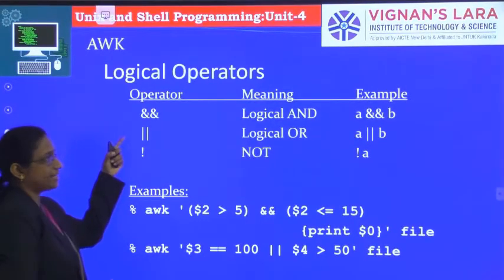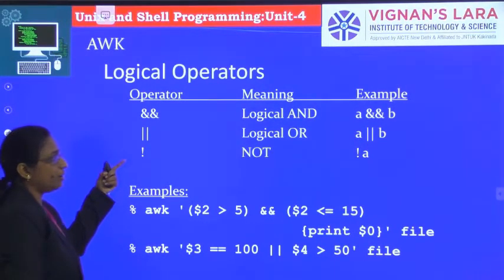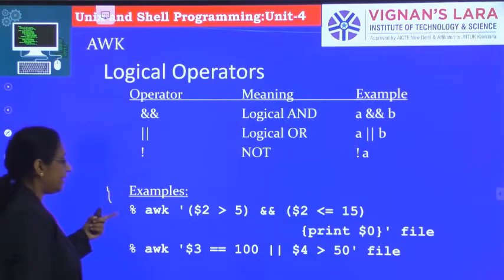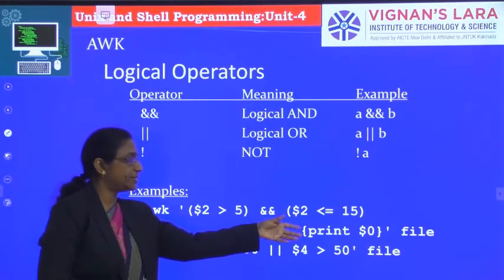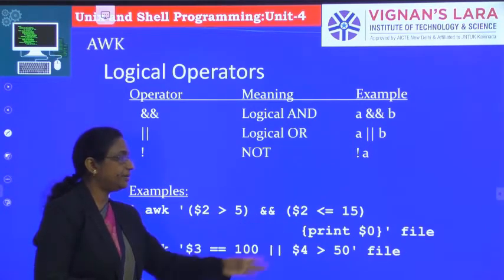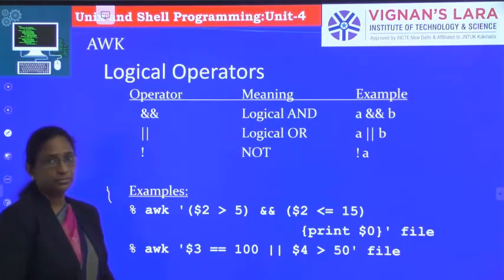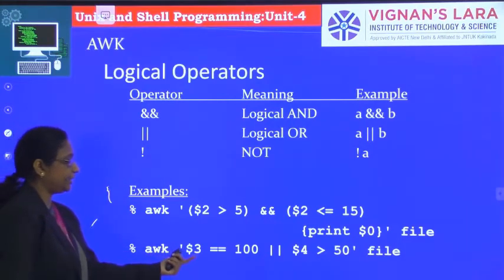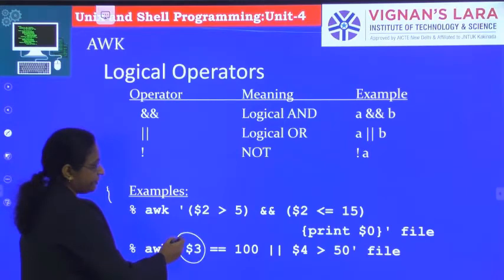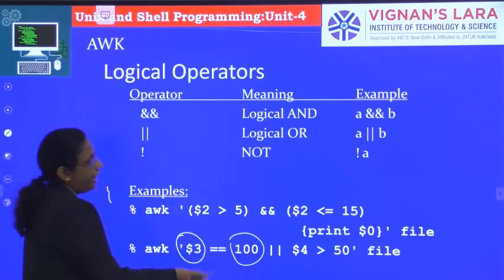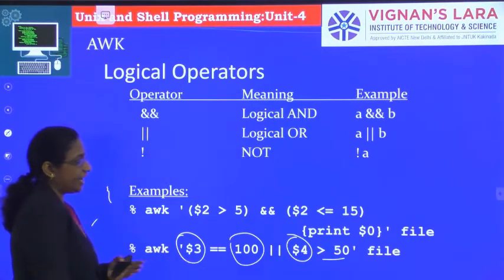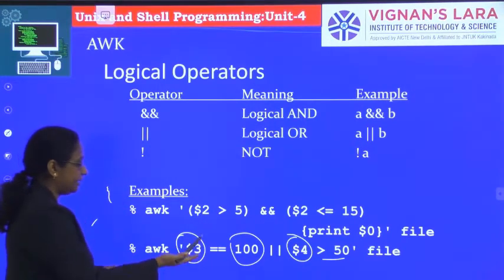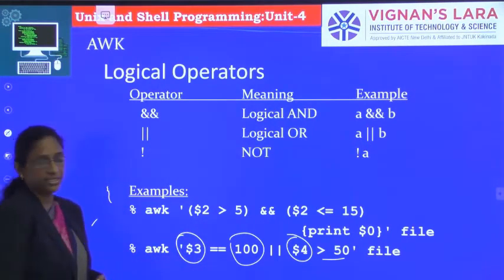Okay, so logical and, logical or, and not. These are some of the examples in awk. So $2 greater than 5 and $2 less than or equal to 5, then print $0. Similarly, if the third field is equal to 100 or if the fourth field is greater than 50, if either of the conditions is true, then it will be printing something.